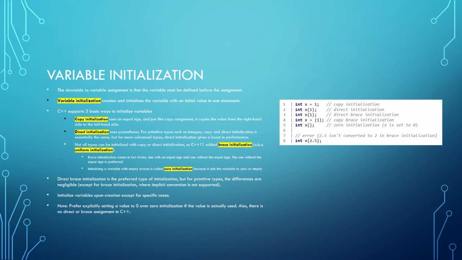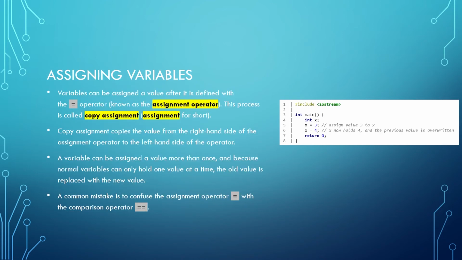So the downside to variable assignment is that variables must be defined before the assignment. Like in our last slide, we have to do int x before we use an assignment statement to give it a value.